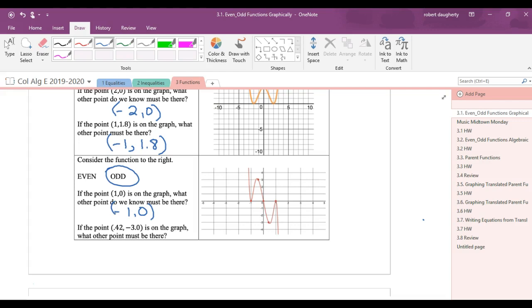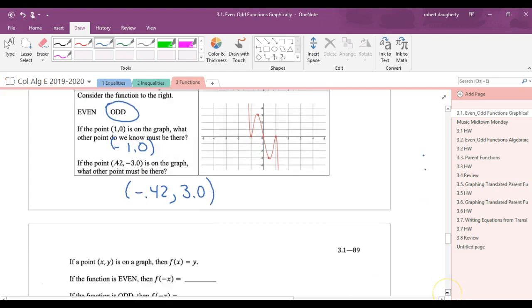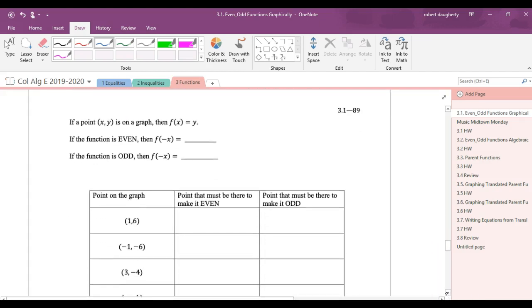But if the point (0.42, negative 3) is there, if it's an odd function, what other point has to be there? Negative 0.42 and what? Positive 3.0, okay? If it's even, I'm expecting to get the same y values. If it's odd, I'm expecting these y values to be the opposites of each other. Does everyone see where that's coming from? Okay? So what we're finding out, if I've got a graph and I've got (x, y) on this graph, okay?